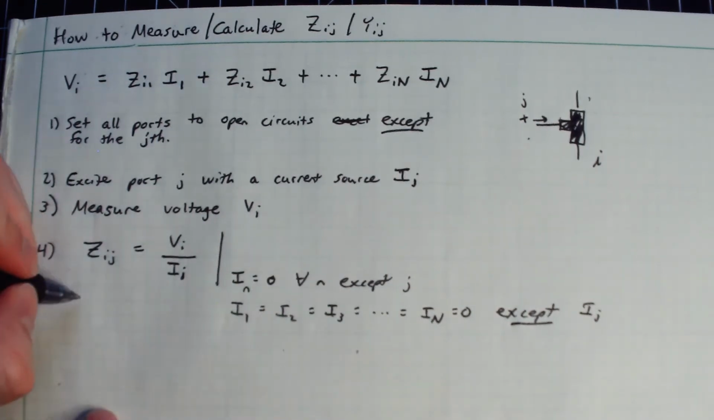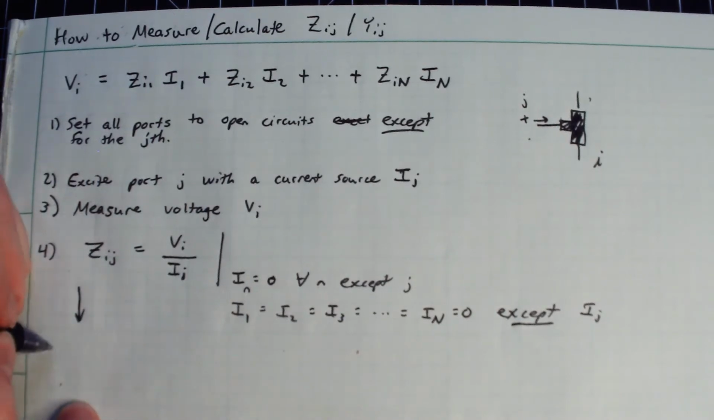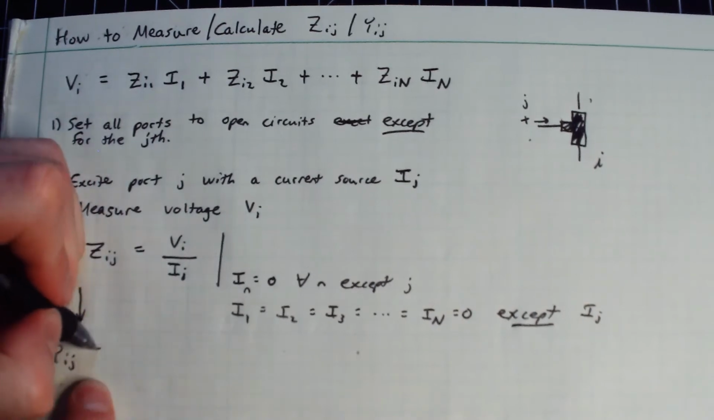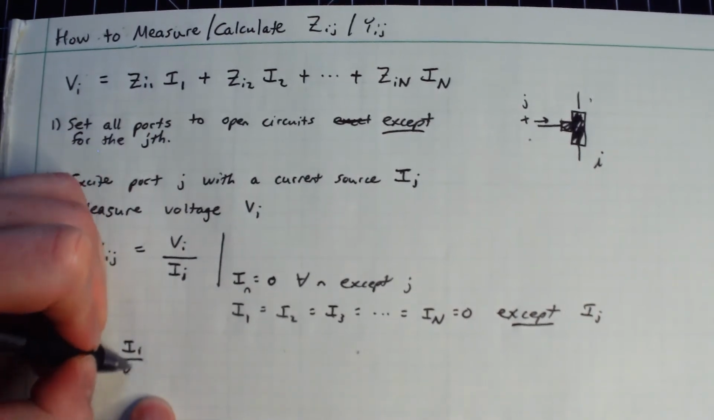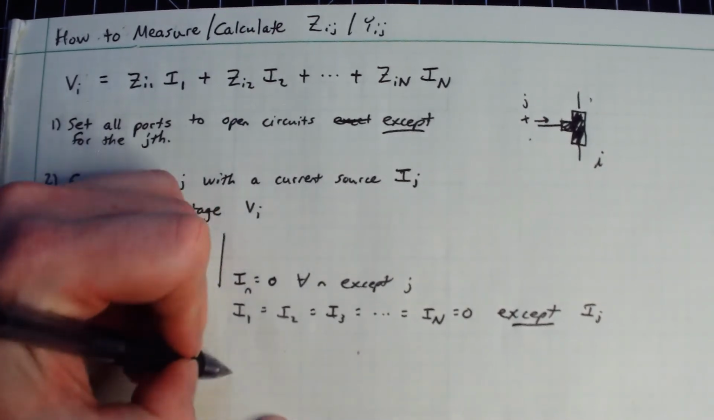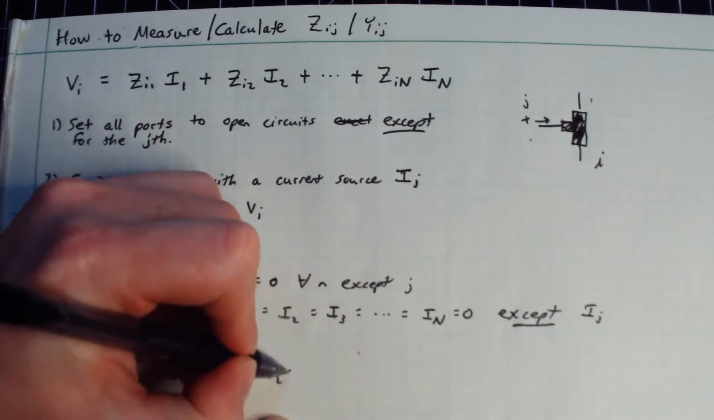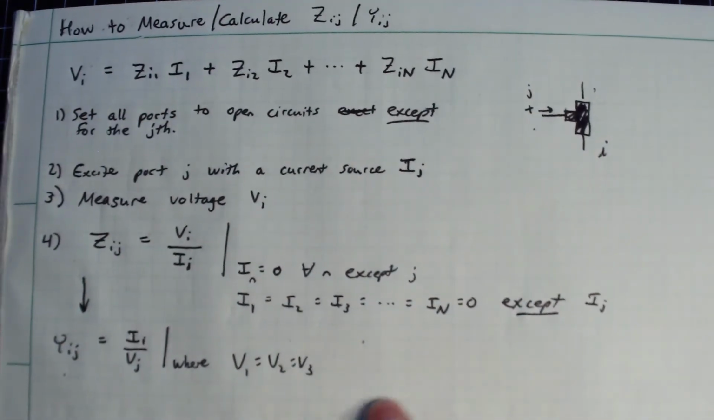Equivalently, you could also do a similar procedure, only you would do Y sub I. I can do the impedance matrix would be defined as I sub I over V sub J, where you would say V1 equals V2 equals V3. So I would put short circuits on all of these ports to enforce them as 0.